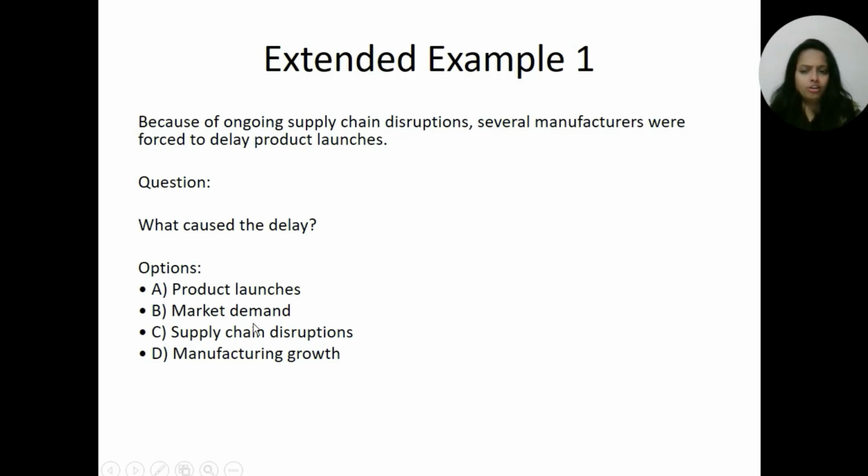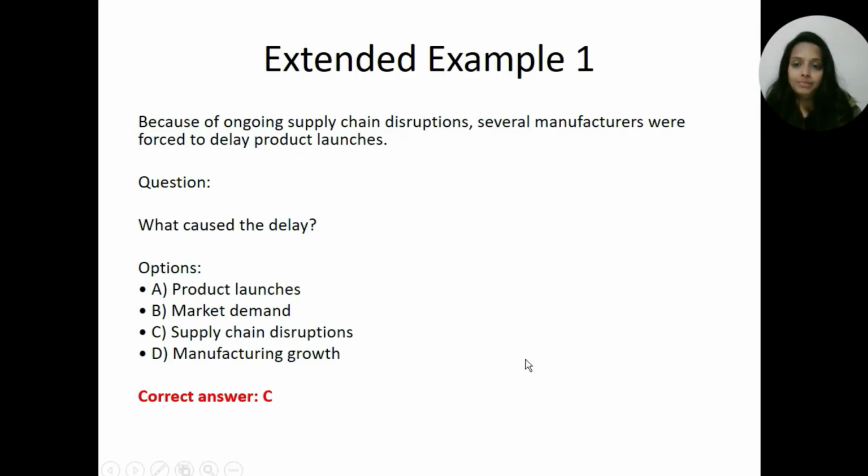Simple, right? The options are product launches, market demand, supply chain disruptions, and manufacturing growth. And the correct option is option C, because here it explains supply chain disruptions. Because of ongoing supply chain disruption, several manufacturers were forced to delay product launches. So you should not get confused with the product launches delay and supply chain disruption. Supply chain disruption is the reason. That's why they are forced to delay their product launches. So you need to understand the reason, the why, versus the what.